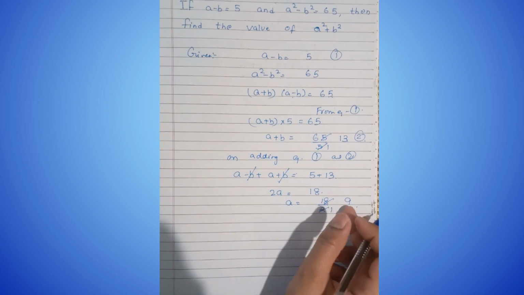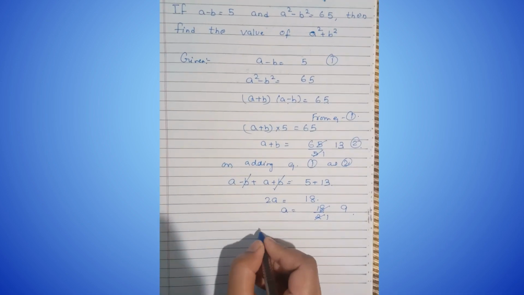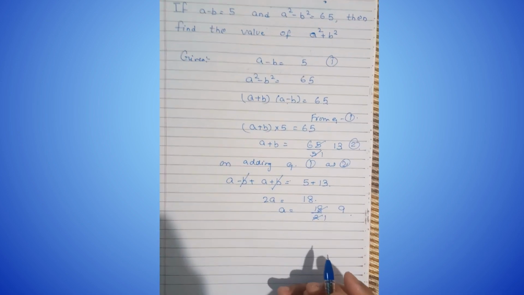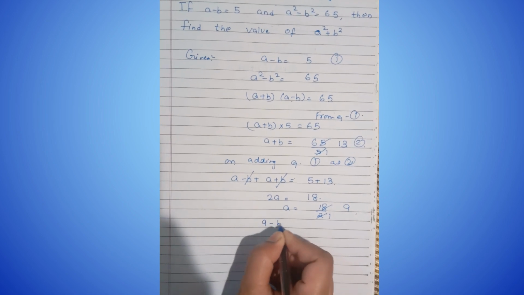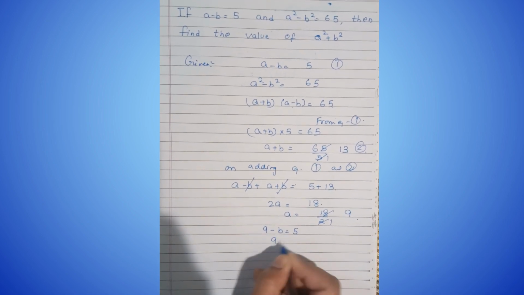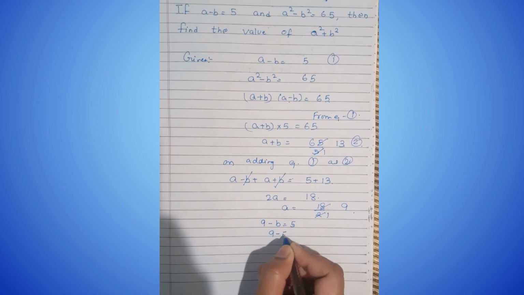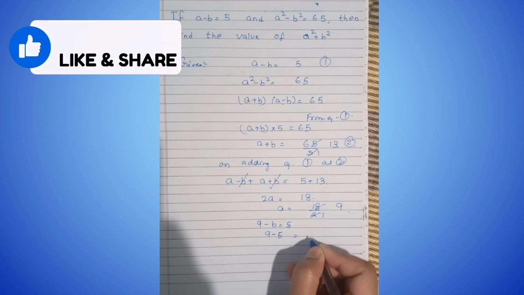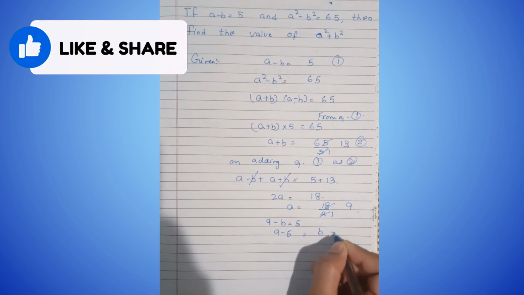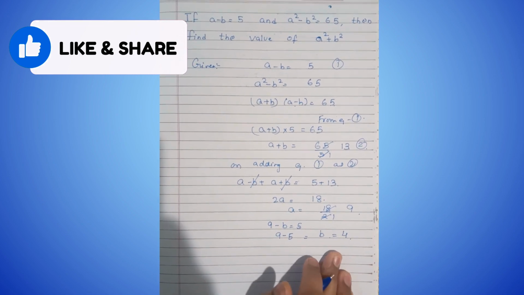Now we can put the value of a in any of the equations and we can get the value of b. So it is 9 minus b is equal to 5, or 9 minus 5 will here come this side and it will become minus 5, and this minus b, so it will give us 4. So the value of b is 4.